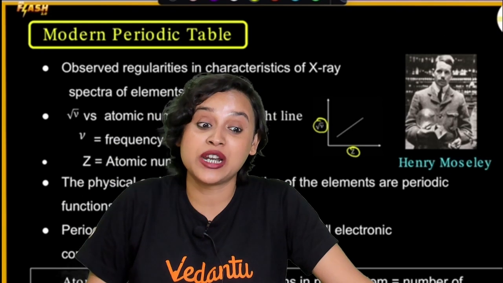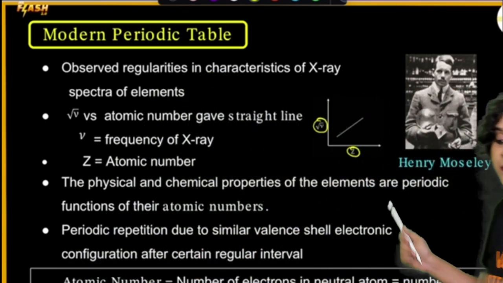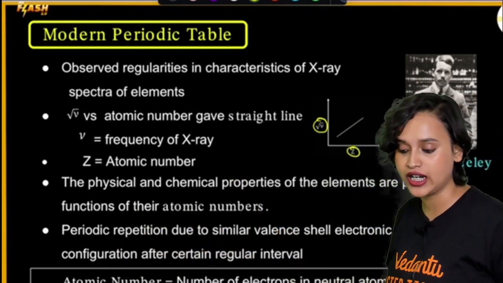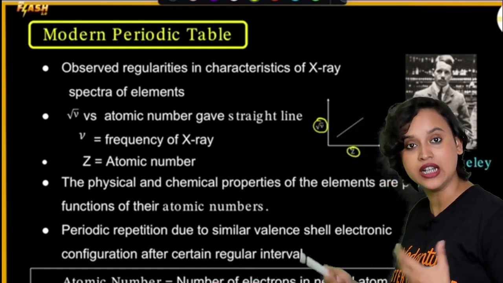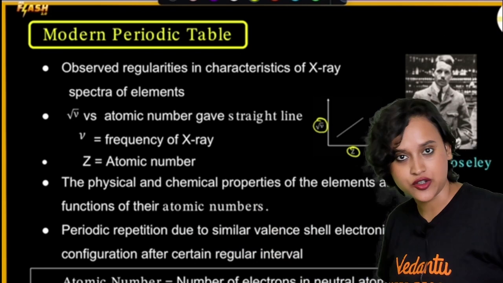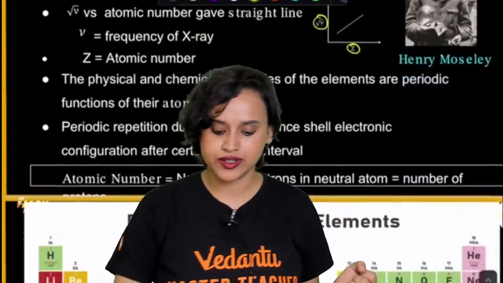But I had to tell you the story because that is the story, right? Now we know that periodic repetition due to similar valence shell electronic configuration is seen after certain regular intervals, and we know that atomic number is basically equal to the number of electrons in a neutral atom, or it is equal to the number of protons, right everyone?